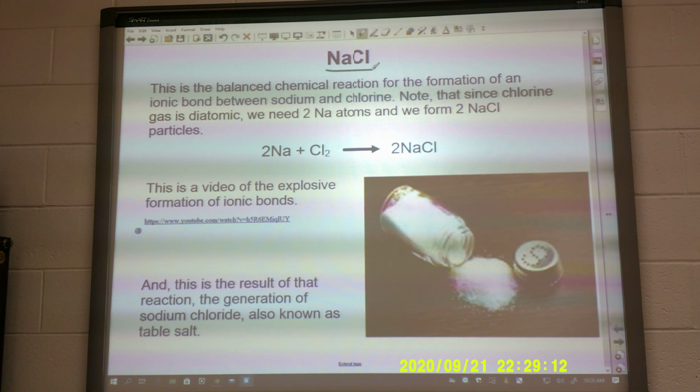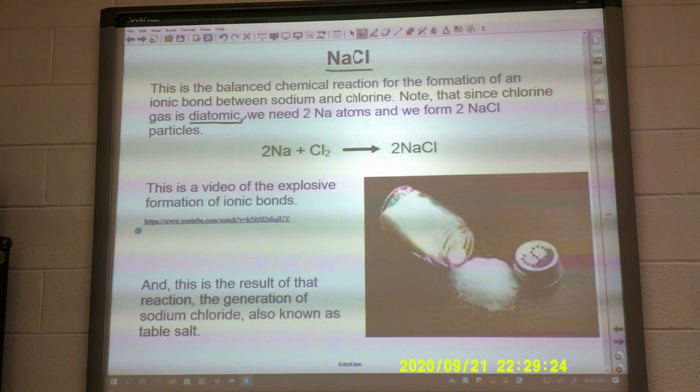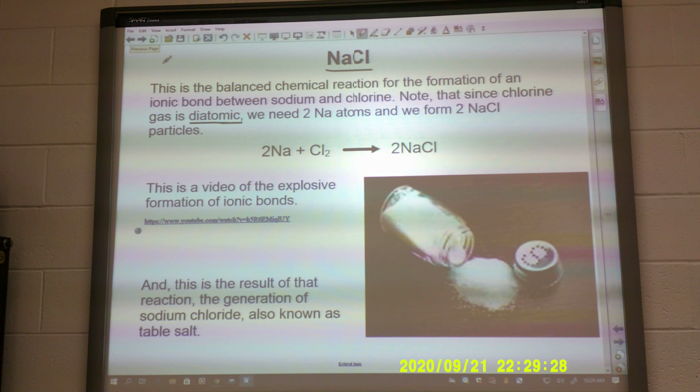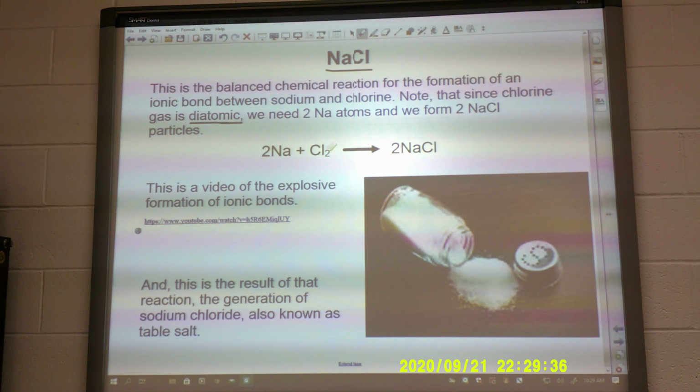NaCl, this is common table salt. This is a balanced chemical reaction for the formation of an ionic bond between sodium and chlorine. Note that since chlorine gas is diatomic, so 2 atoms, you need 2 sodium atoms, and we form 2 NaCl particles. So technically it's 2 Na plus Cl2 gives us 2 NaCl.